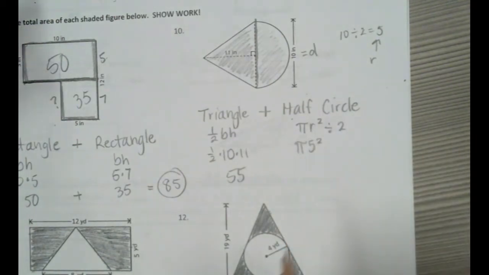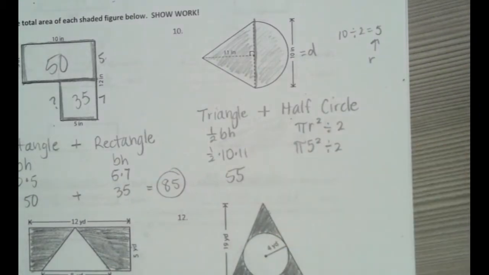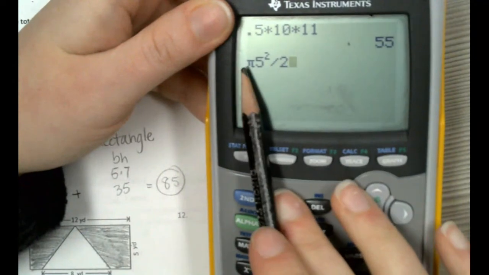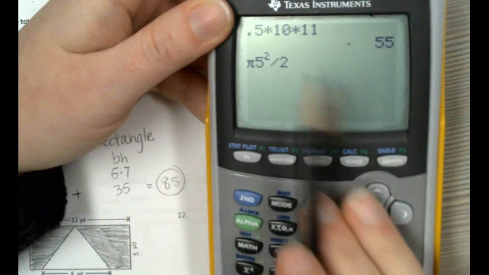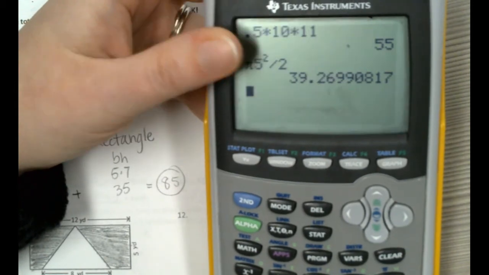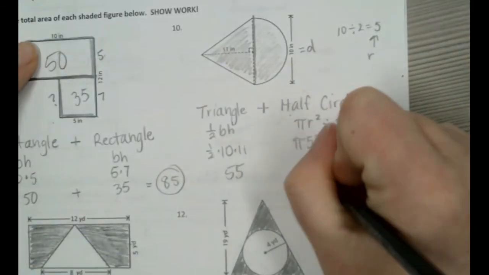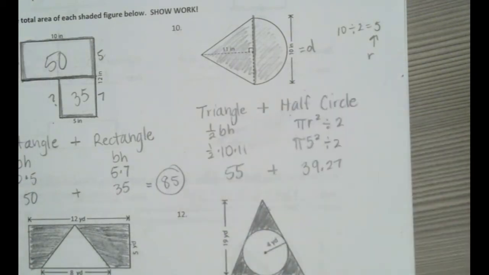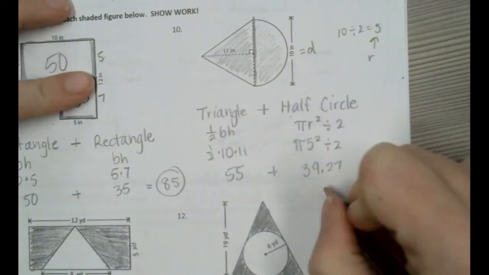And you know what? I'm going to go ahead and divide it by 2 while I'm at it. So here's what I've got in the calculator. Pi times radius squared divided by 2. And that's going to give me half of my circle, which would be 39.27. And I'm going to add those together, and that would be 94.27.